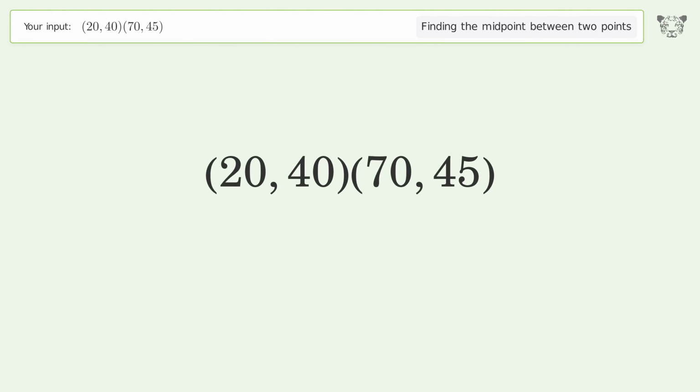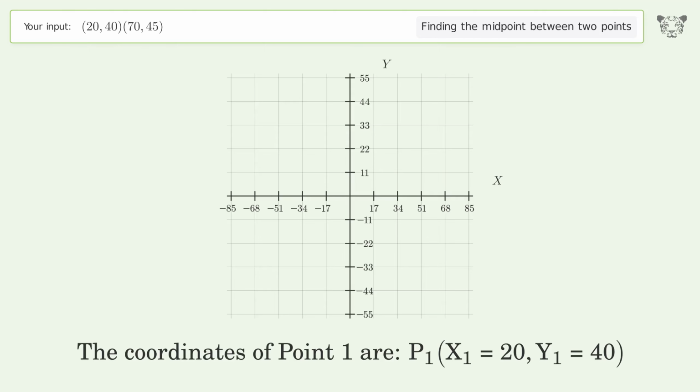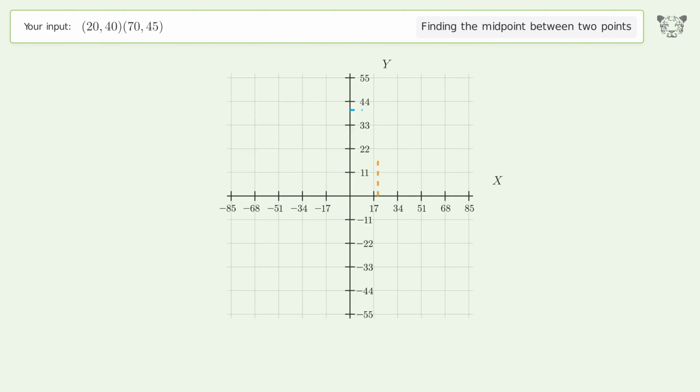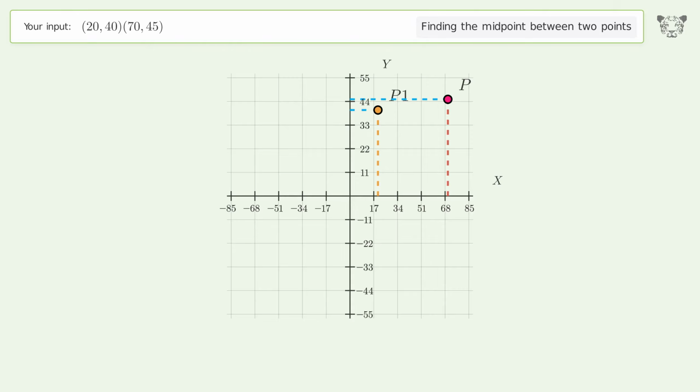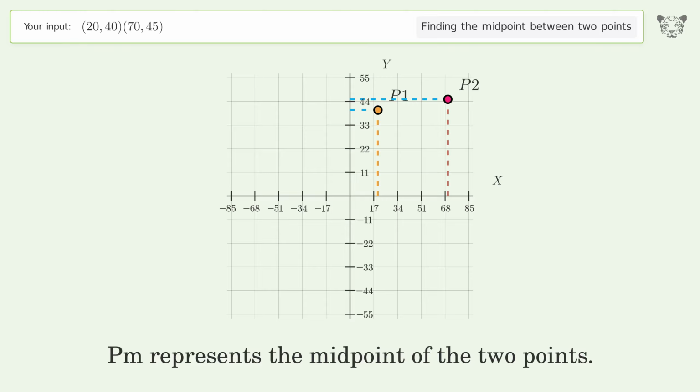The coordinates of point 1 are x1 equals 20, y1 equals 40. The coordinates of point 2 are x2 equals 70, y2 equals 45. PM represents the midpoint of the 2 points.